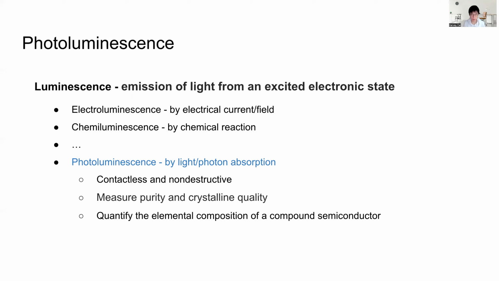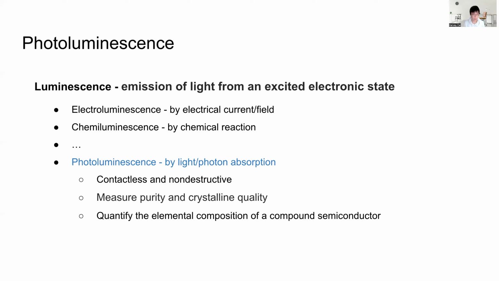And there are different types of luminescence, including electroluminescence, which is when the electron is excited by electrical current or electrical field. And there is chemiluminescence, where the electron is excited by chemical reaction. And today we'll be focusing on photoluminescence, where the electron is excited by essentially light or photon absorption.